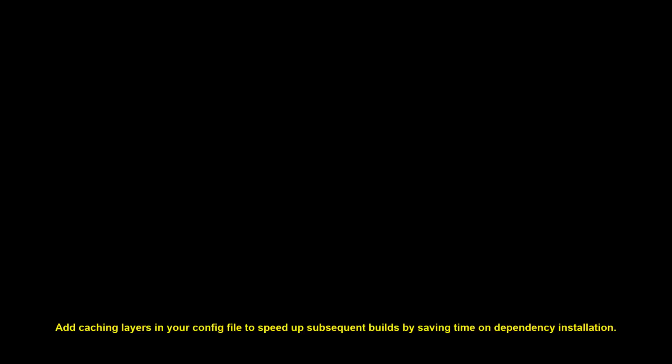Add caching layers in your config file to speed up subsequent builds by saving time on dependency installation. Use orbs, which are reusable packages of CircleCI configuration, to simplify complex configurations. Make sure your tests are optimized for speed and reliability to reduce build times.